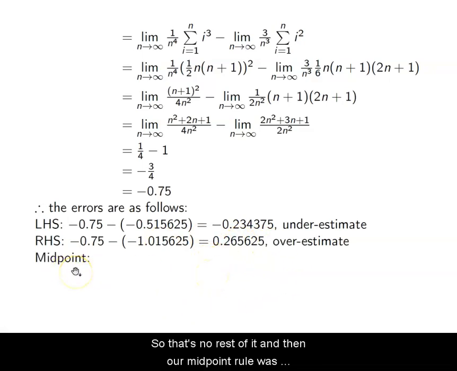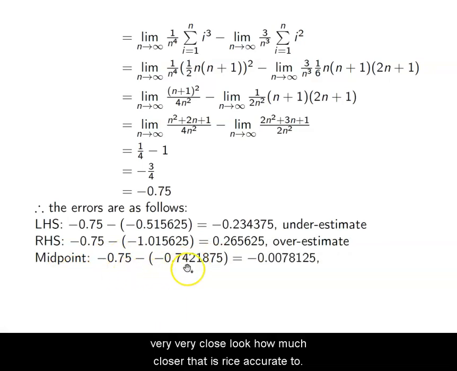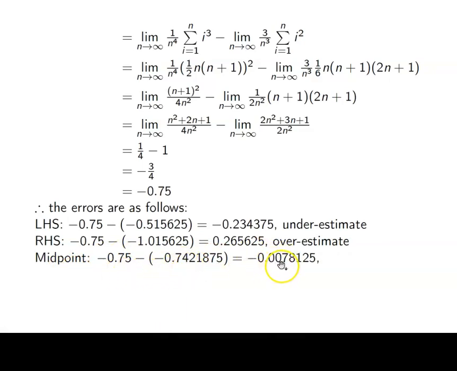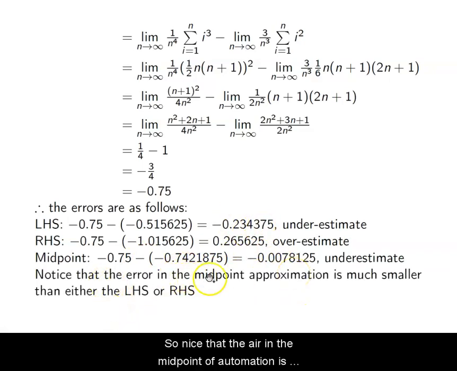And then our midpoint rule was very, very close. Look how much closer that is, right? It's accurate to 2 decimal places. So this was very, very close here. Very small error. Okay, also an underestimate because it was negative. So notice that the error in the midpoint approximation is much smaller than either the left-hand side or the right-hand side, right? So this is about 25, not 25% off, but you know, a value of 0.25 almost. So if we found the ratio between these two, it's much, much, much smaller. This is much more accurate than previous.